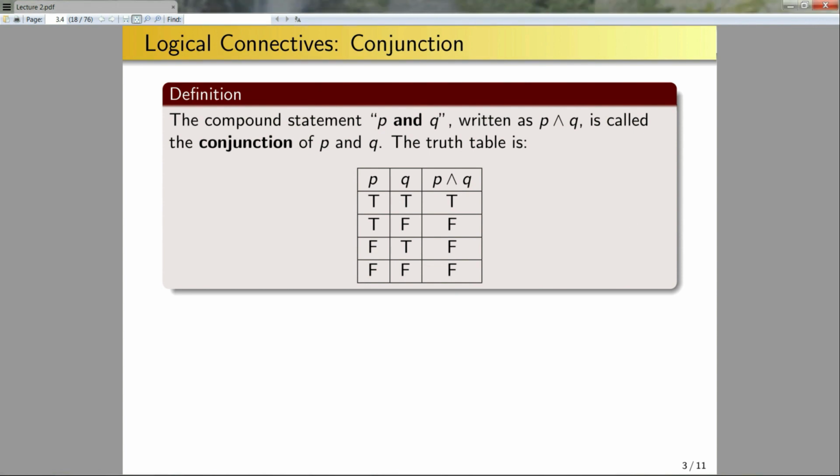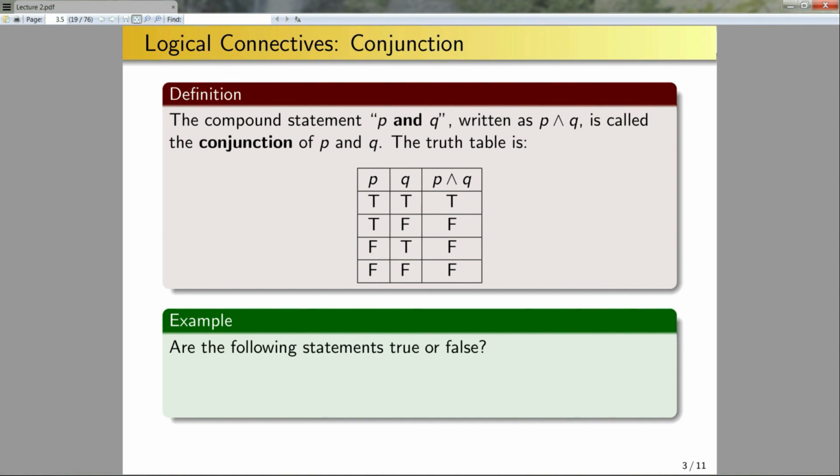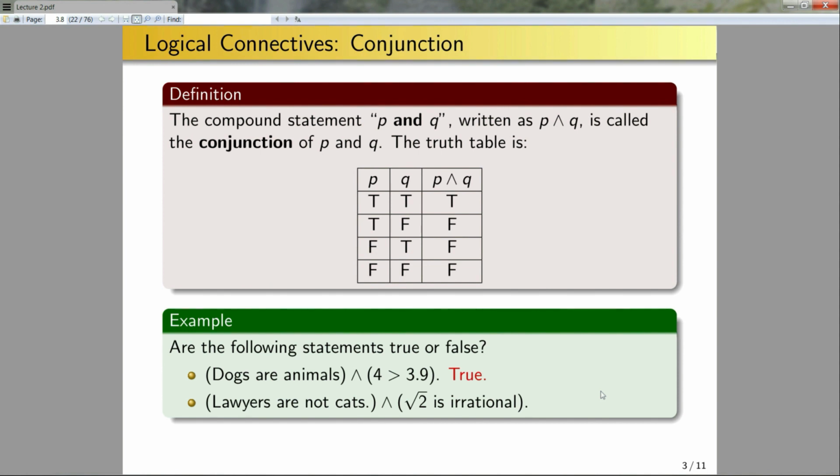Let's look at a few examples of conjunction. Are the following statements true or false? Dogs are animals, and 4 is greater than 3.9. Pause the video and see what you think the answer is. Well, dogs are in fact animals, and 4 is in fact bigger than 3.9. So since both of the component statements are true, this statement is true. Next, lawyers are not cats, and the square root of 2 is irrational. Pause the video and decide whether or not you think this is true or false.